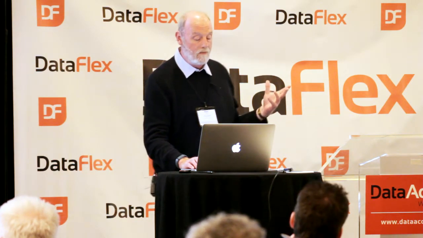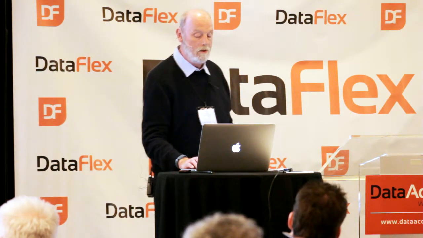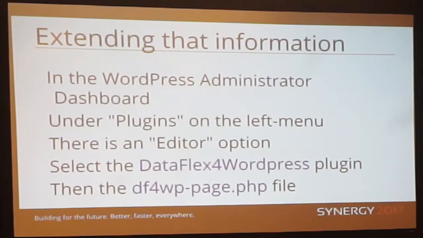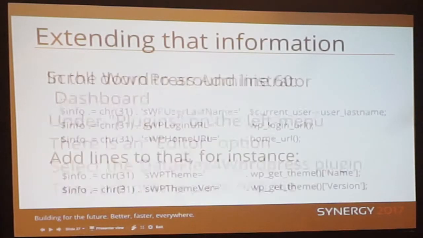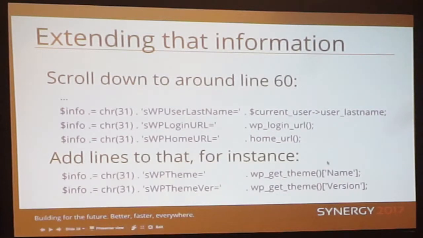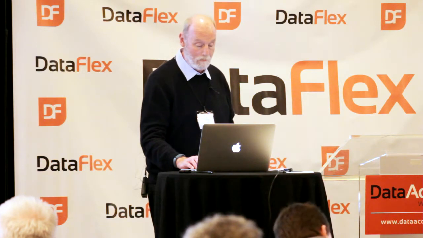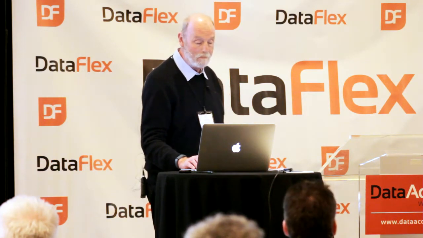If you understand WordPress's functionality and are not afraid of a little PHP code, you can add to that passed data. We can use the editor that we saw earlier on the plugins and select the DataFlex for WordPress plugin, the df4wp page.php file, and then scroll down to around character 60 where you'll find this stuff. And we could add something like get the theme by name, get the theme name, get the theme version. And if it were a different theme, we might want to take different action. But I don't supply that, that's not supplied automatically. You'd have to change it slightly to get that.